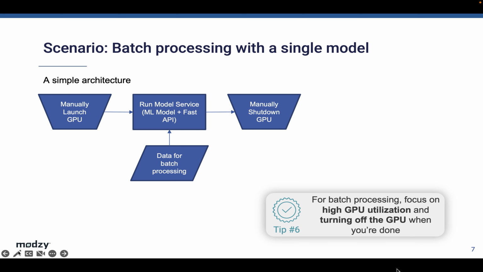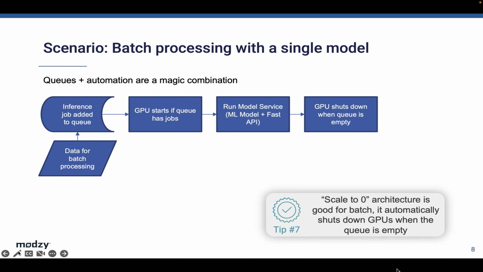So the key elements here for batch processing is that you want to get as high GPU utilization as you can. So just pack that thing full of data, constantly submitting data through the GPU to get as close to 100% utilization as you can get. And then as soon as you're done, turn it off. That is really going to pack in the value you can get for the amount of money that you're paying. Now, a slightly more complicated but more elegant solution would be to introduce the concept of a queue.